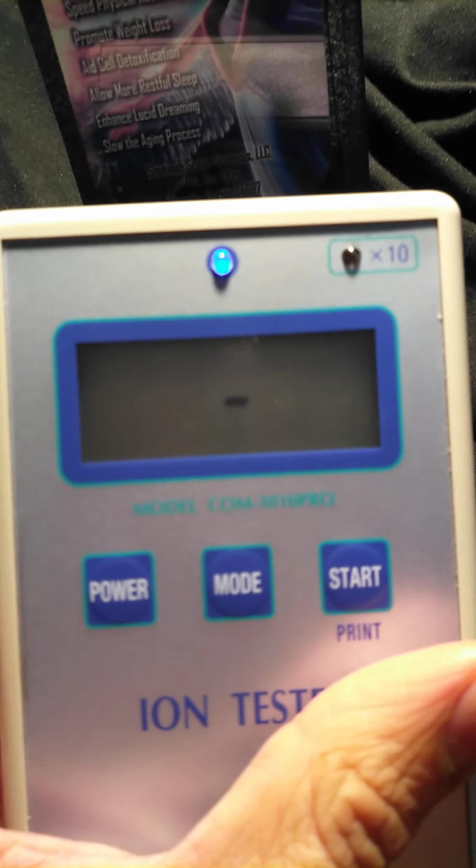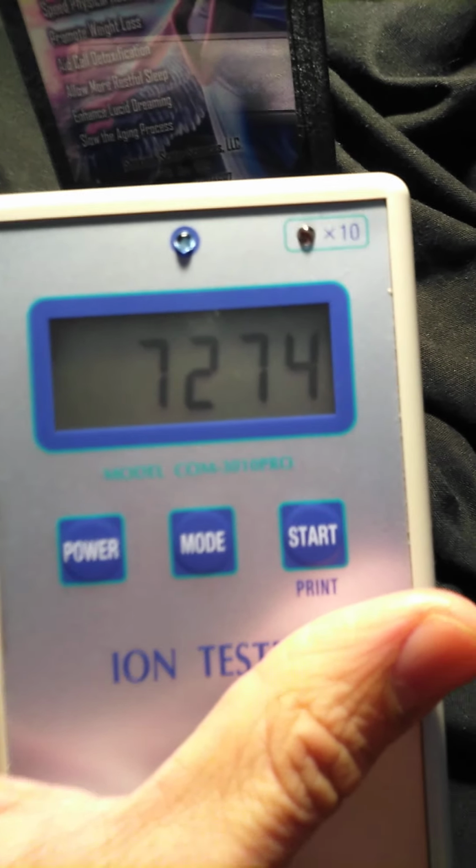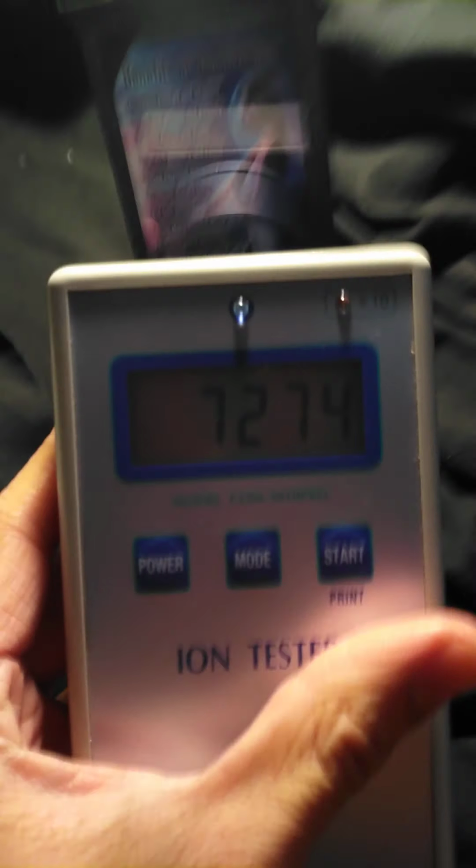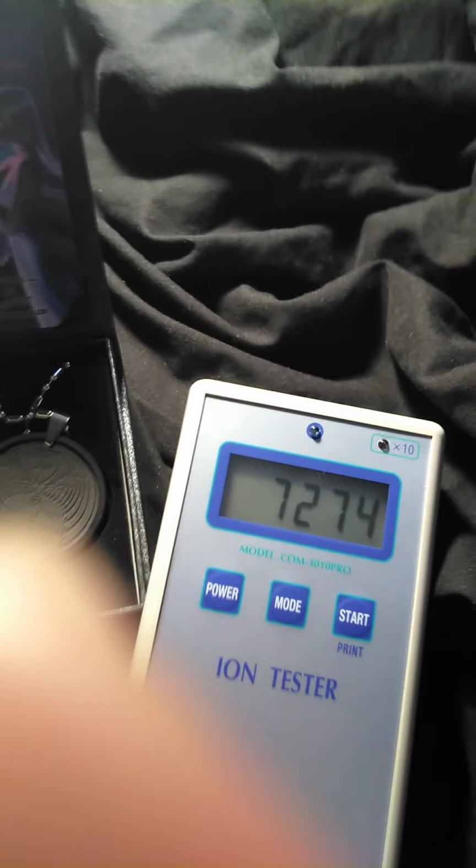And it's reading negative ions per cubic centimeter. So that's about the area of a sugar cube. There are 7,274 negative ions per cubic centimeter for that pendant. Okay? And that's how we can know for sure that this pendant is producing negative ions.